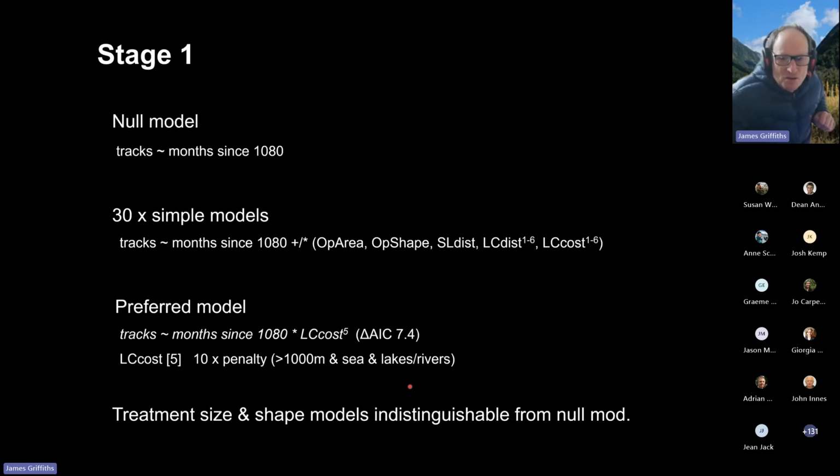The preferred model of that suite was one that included an interaction between months since treatment and least cost surface number 5, which added a 10-fold penalty for areas of high elevation and for lakes, rivers, and the sea. Interestingly, treatment size and shape models were indistinguishable from the null model.